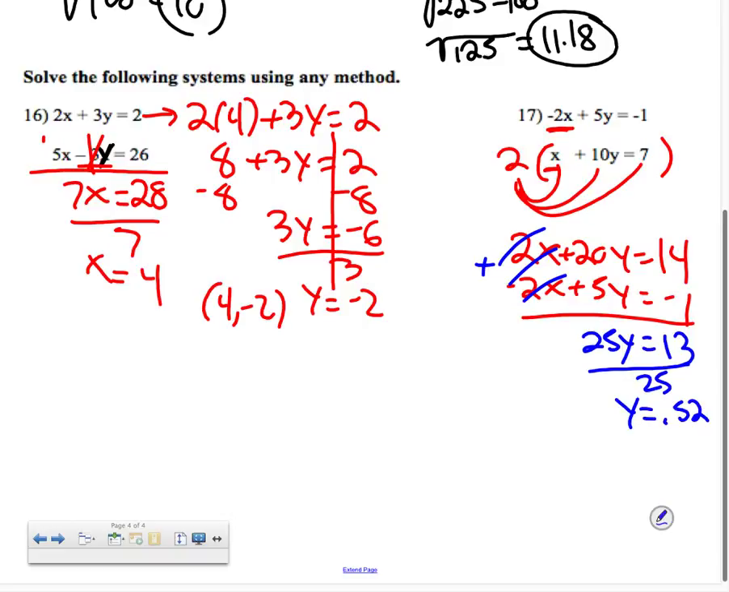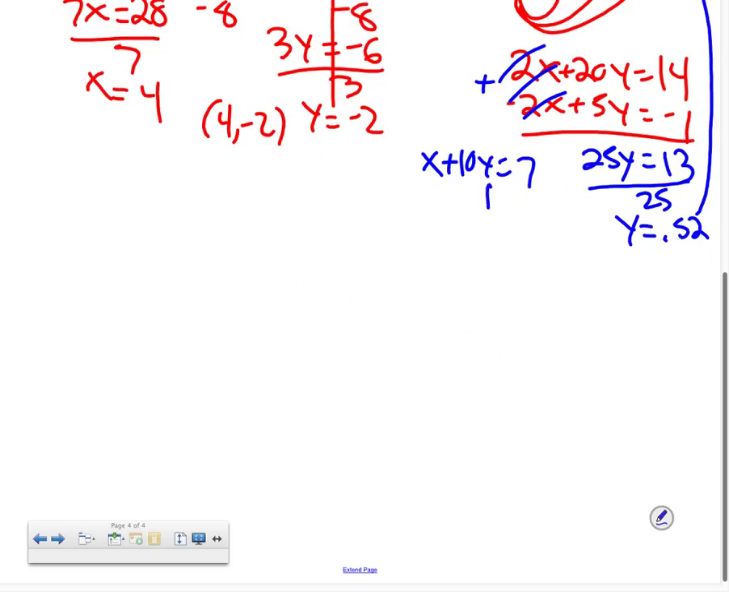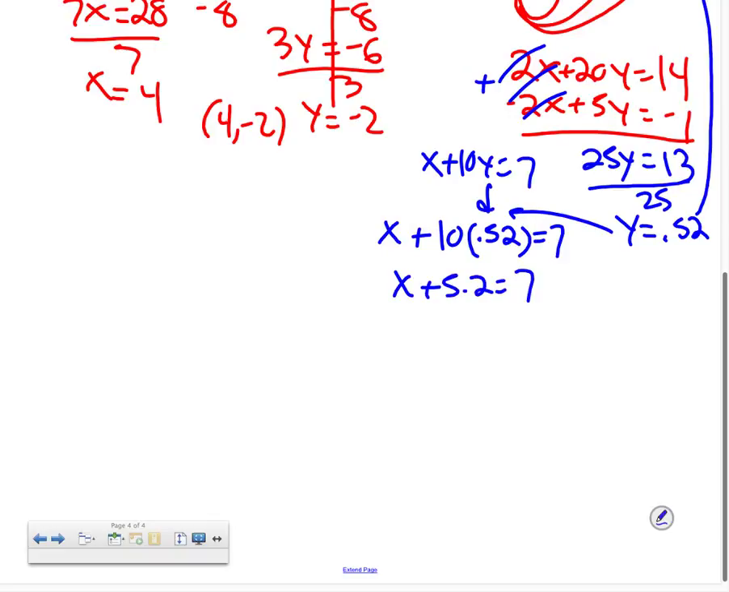So I can pick either equation I want to start with. I can pick either the bottom equation or the top equation to plug this 0.52 in. And for me, it'd be easier to do the bottom one just because 10's a nice multiplier and the x doesn't have anything with it. So I'm going to have x plus 10y equals 7. Now I know what y is, I just found out right here, y is 0.52. So it's 0.52 times 10 plus x equals 7. Well, I have x plus 5.2 equals 7. Then I subtract 5.2 from both sides, and I get x is equal to 1.8.